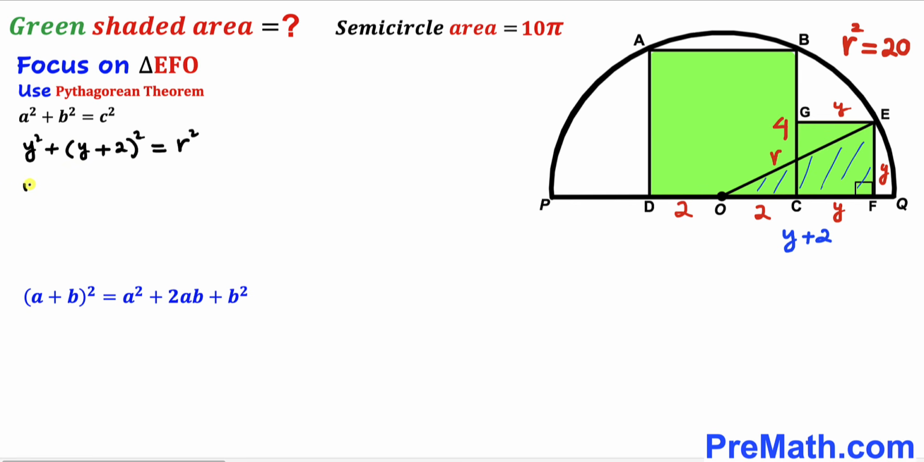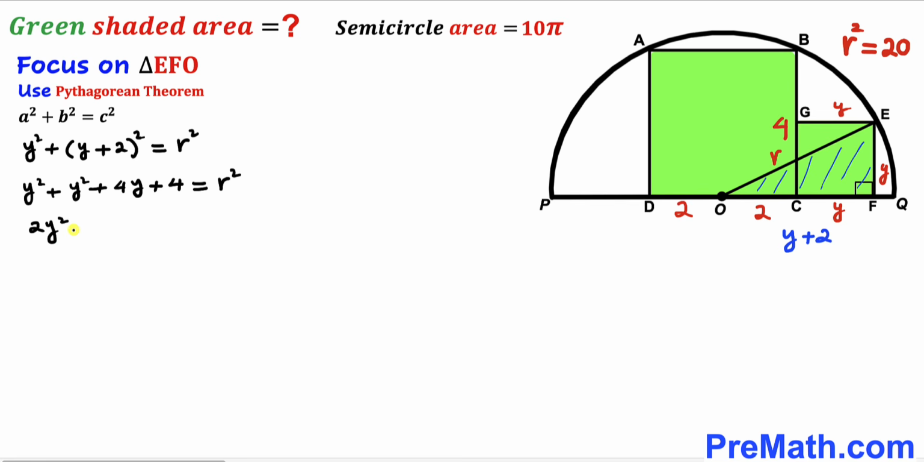So therefore, we could write y squared plus, once again, y squared plus 4y plus 4 is going to be equal to r squared. Let's combine the like terms. So we are going to have 2y squared plus 4y plus 4 equals r squared. And now we can see our r squared value is 20. I'm going to substitute that value 20 over here.